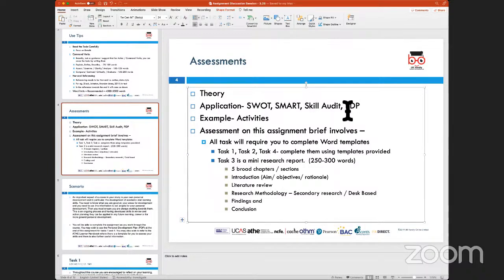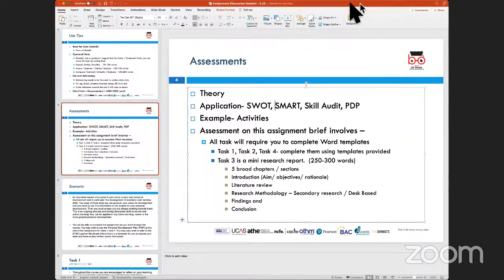When you have to develop a PDP, this is 1M1. How do I say this? If I show you briefly the unit specification again, because that is important, at some stage, when you start doing your assignment, you need to keep an eye on what grade I'm trying to achieve.